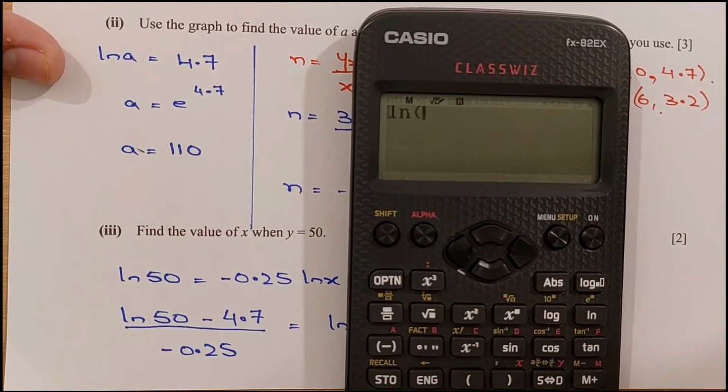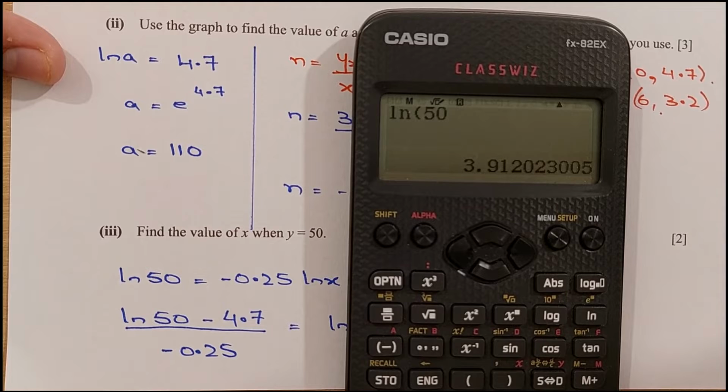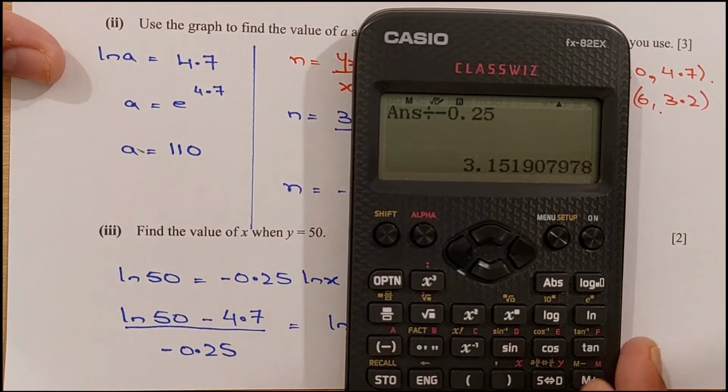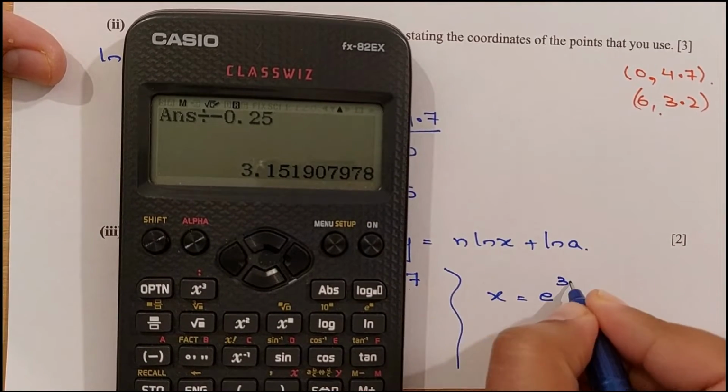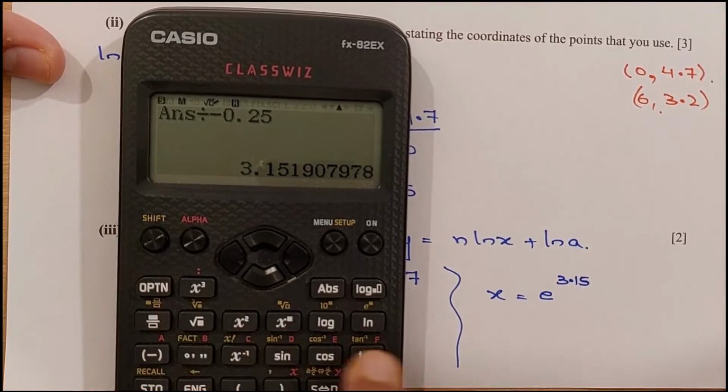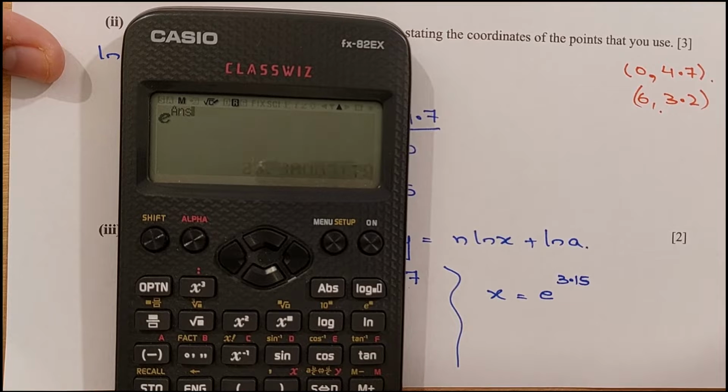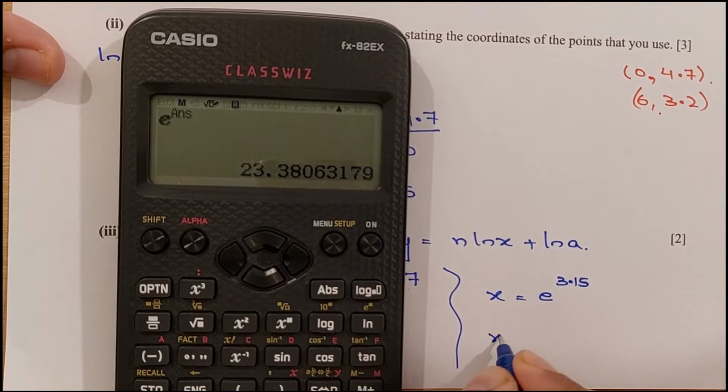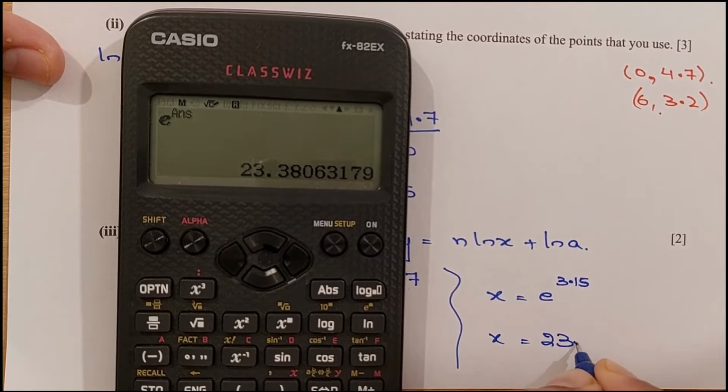So natural log 50 minus 4.7 and divide by minus 0.25. Okay, and that gives 3.15, and e to the power of that answer is 23.38, so x is 23.4.